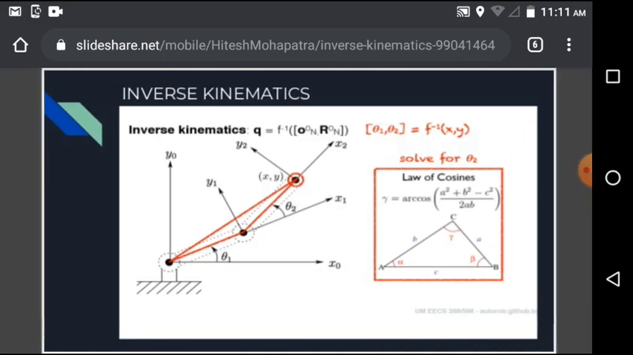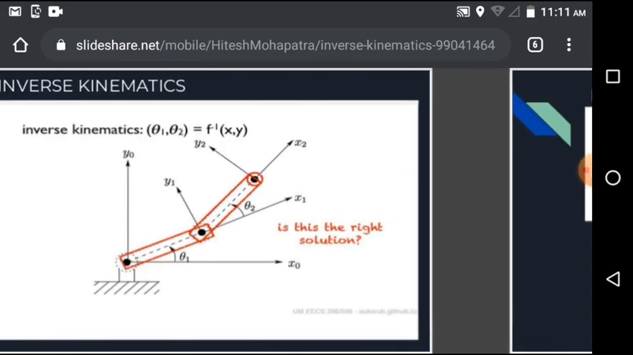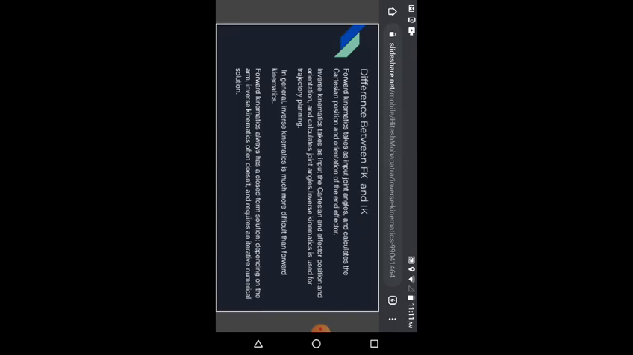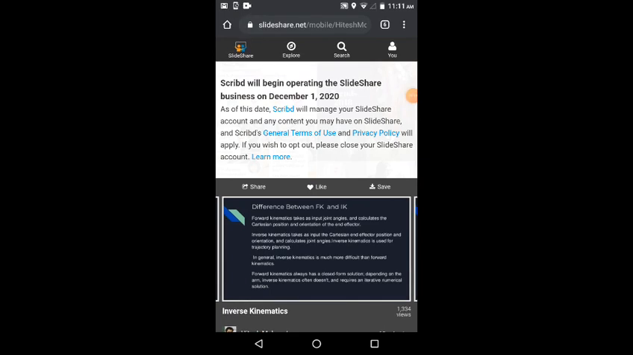So this is the difference between forward and inverse kinematics. That is important, so that is what you see from this topic. Forward and inverse kinematics and degrees of freedom will be seen in the next video. I will upload it as the next video.